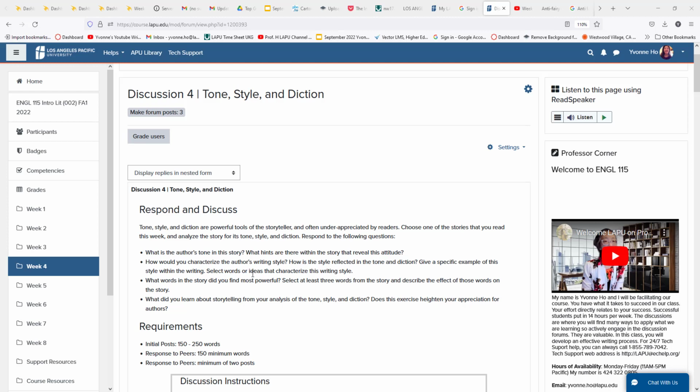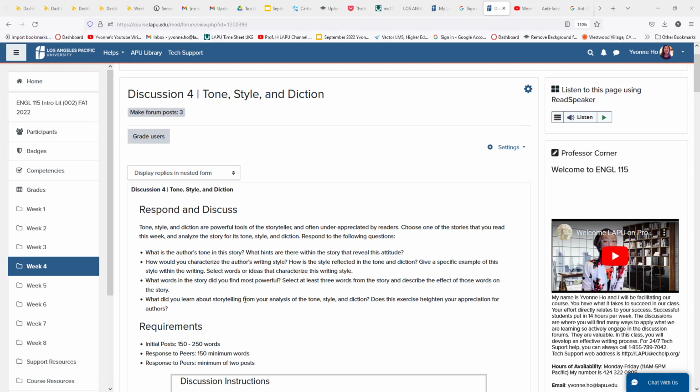Select words or ideas that characterize this writing style. What words in the story did you find most powerful? Select at least 3 words from the story and describe the effect of those words on the story. What did you learn about storytelling from your analysis on the tone, style, and diction? Does this exercise heighten your appreciation for authors?